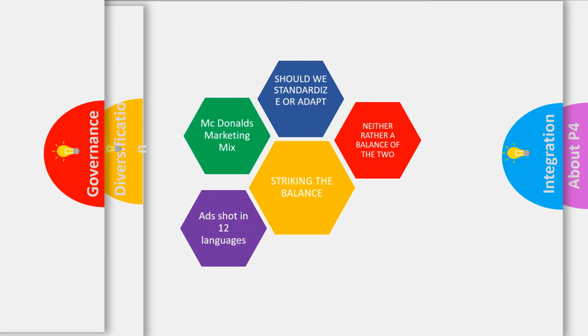Take the McDonald's marketing mix, for instance. Worldwide, as a global organization, they've had ads shot in 12 different languages. So we can see there, even though McDonald's have a great deal of standardization in terms of the foods that they offer, they do adapt some foods in different countries, selling different ranges depending upon the needs and tastes of that country. So again, we can see part standardization and part adaptation.